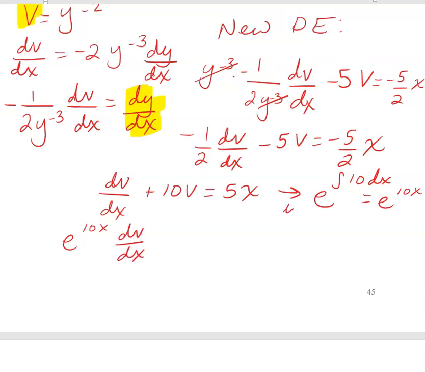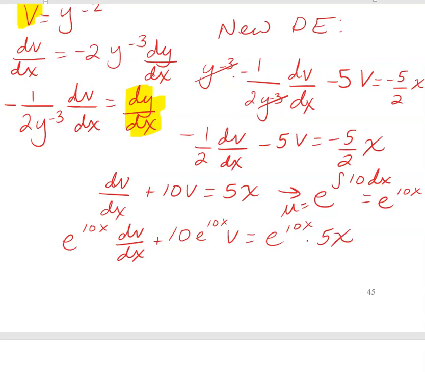So let me make a note here. This is mu, just in case you look at it later and you're wondering what that was. Make a note that that's your integrating factor. Okay, and then multiply everything through. Go ahead and pause the video. Multiply everything through by e to the 10x, and then check and make sure you get the same thing that I have.